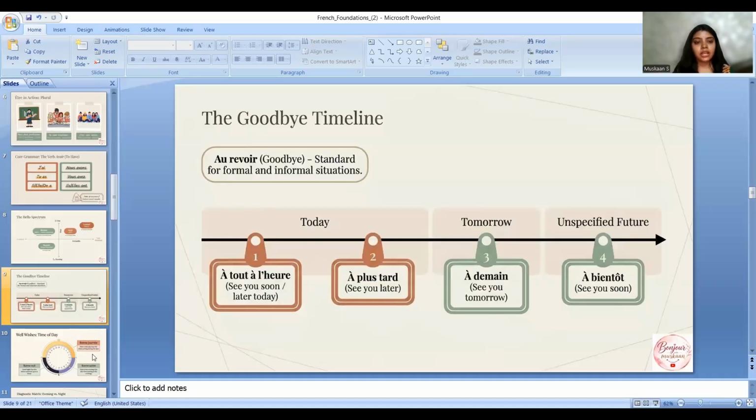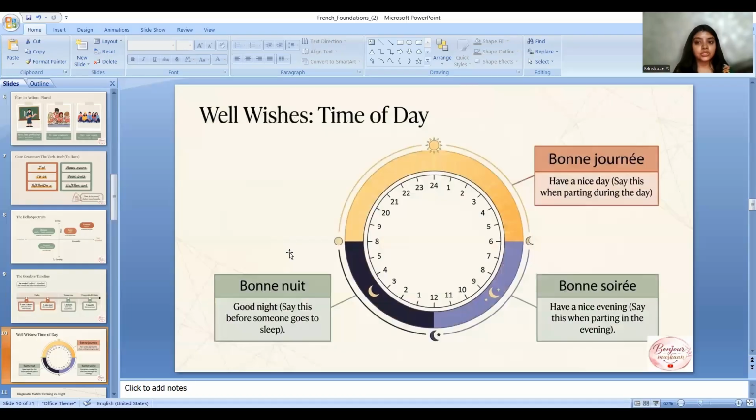Now let's move forward and see well wishes, time of day. How do you say have a nice evening, good night, have a nice day? First is bonjour. Bonjour is have a nice day. They say this when parting during the day. So when you are leaving someone during the day, you can say have a nice day, and at that time you will use bonjour.